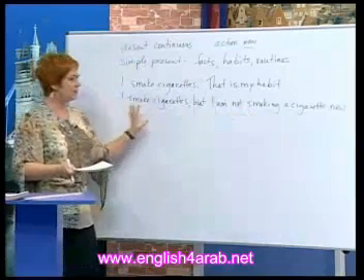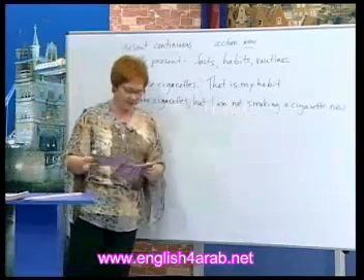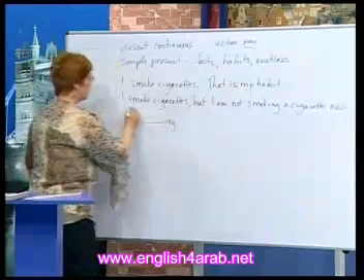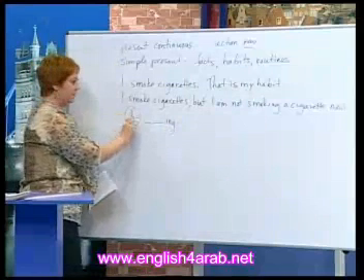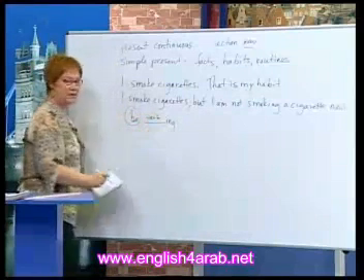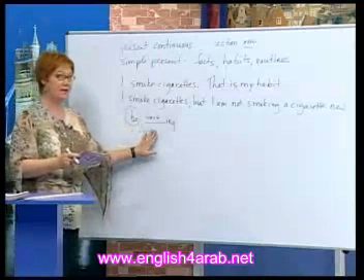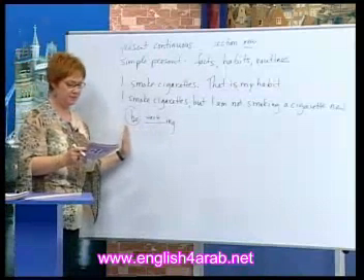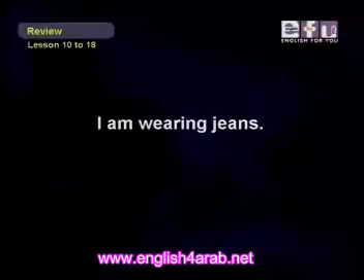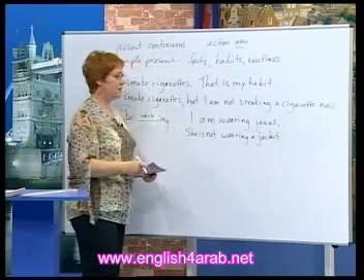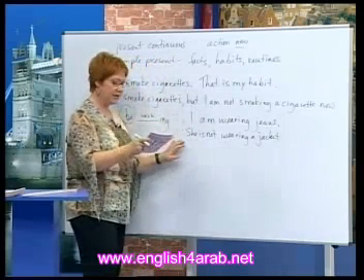So this is the simple present. This is the present continuous. Okay? And remember, the formula is be plus -ing. So am, is, are, and the verb with ing on the end. Okay, now this one changes, this one doesn't change. So this is the one that does the work. And so, for example, I am wearing jeans. She is not wearing a jacket now. So I am wearing jeans. She is not wearing a jacket.